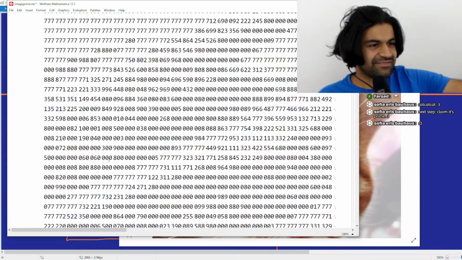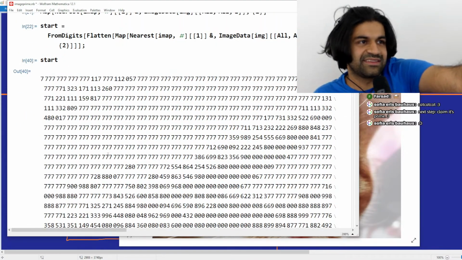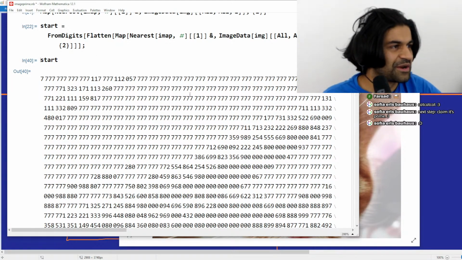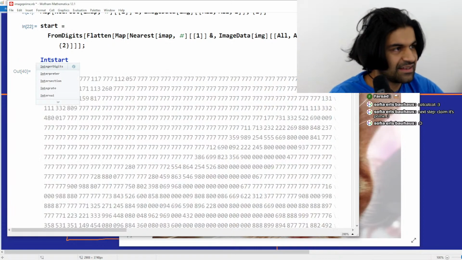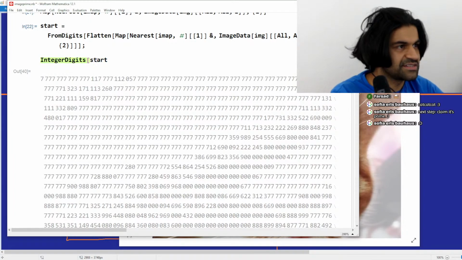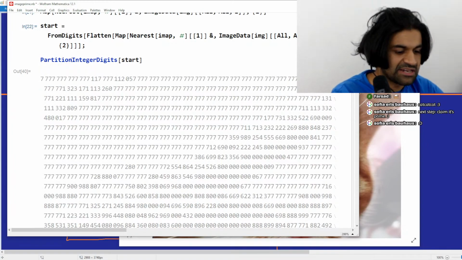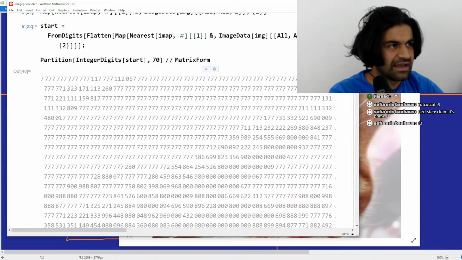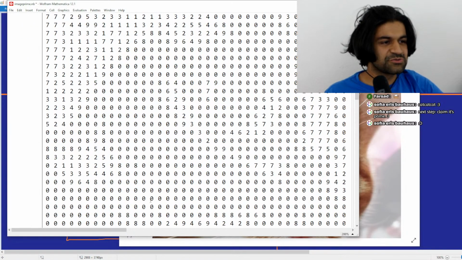But in any case, this is the number start. So it looks kind of not like the cat right now because the width that it's rendering at is not the same as the width of the image. So what I need to do is look at the integer digits of start, and then I need to partition them into a 70 by 70 matrix. And then I need to plot it as a matrix. Okay, so this should look more like my cat.